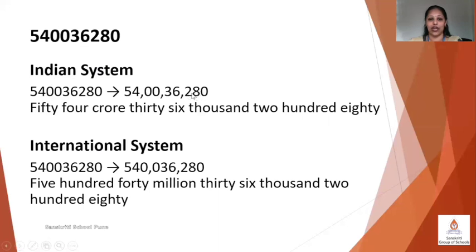The ones period has 3 digits. The thousands, lakhs, and crores periods have only 2 digits. Now we read this number as 54 crore 36,280.